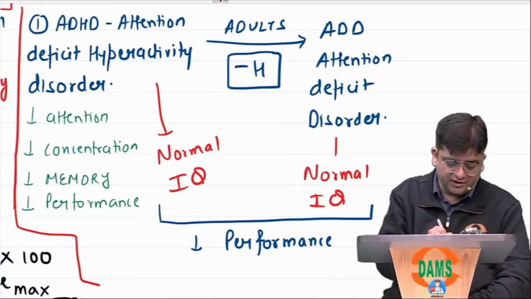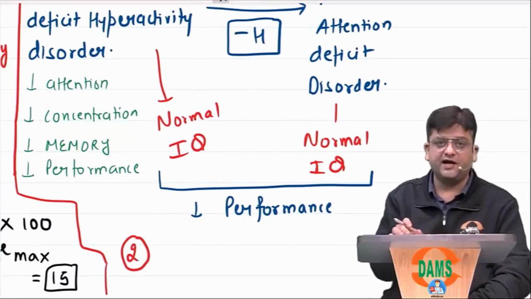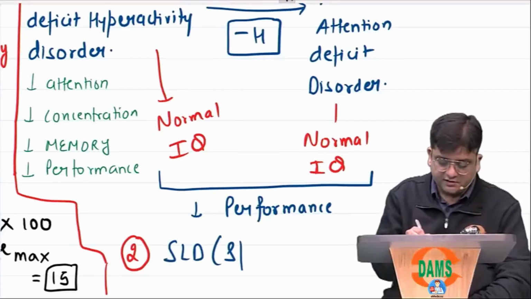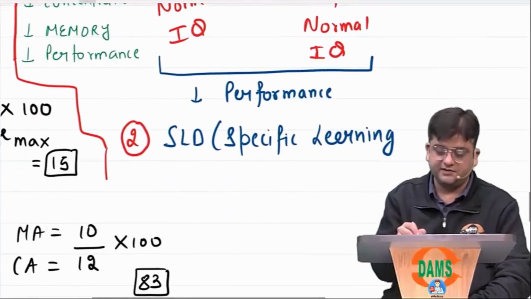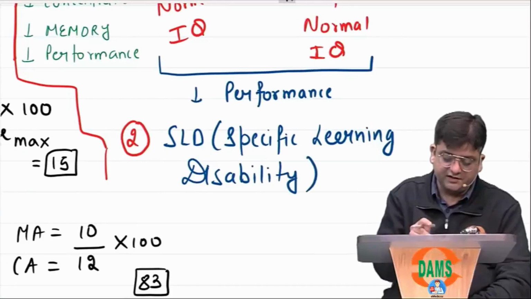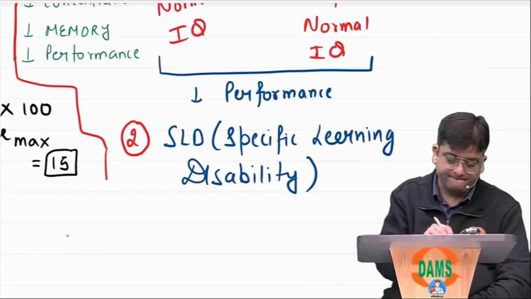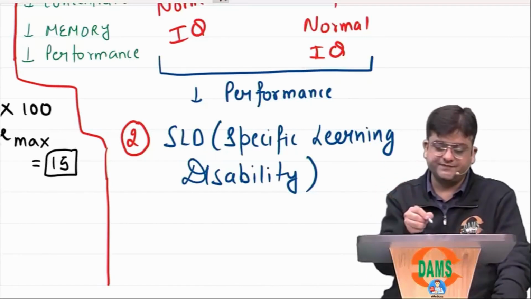Similarly, there is one more condition with normal IQ and decreased performance. You might have seen a movie, if you watch Hindi movies, by Aamir Khan, Taare Zameen Par. Specific learning disability. These children also have normal IQ but decreased performance.